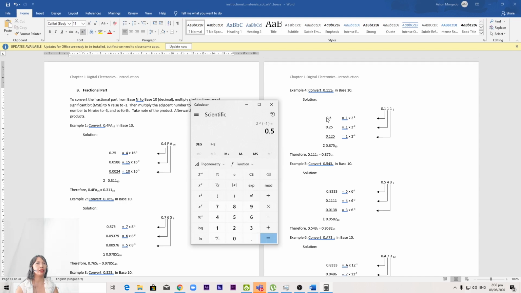Times 1 is 0.5. Then the other one is 2 raised to negative 2, which is 0.25. And then last is 2 raised to negative 3, which is 0.125. Then you add.